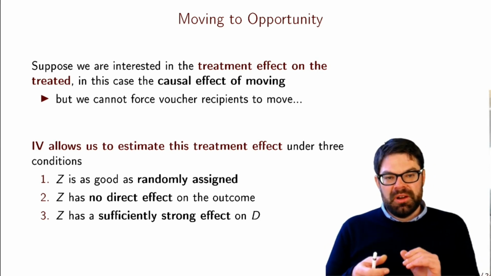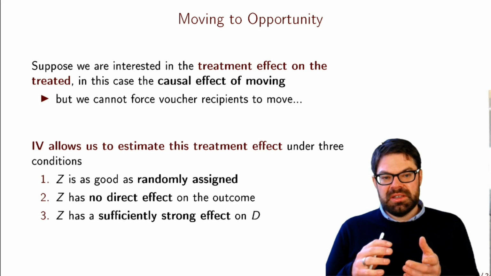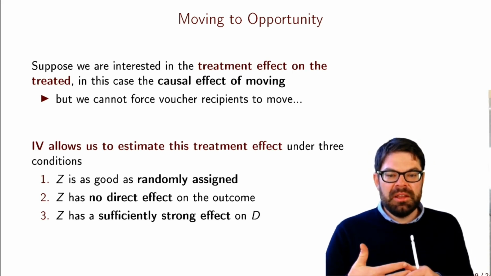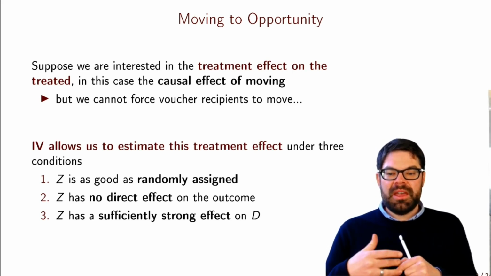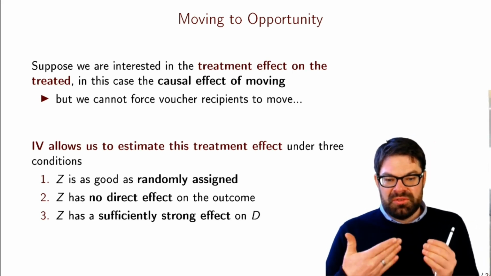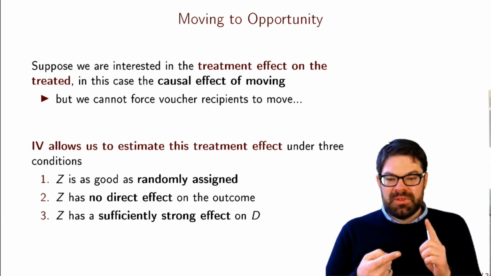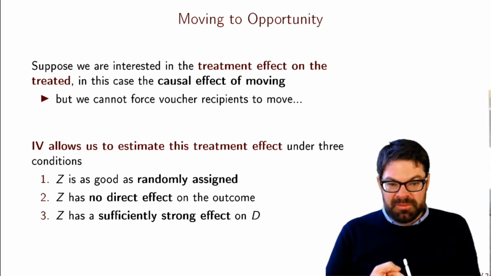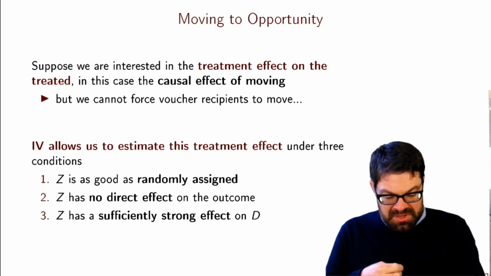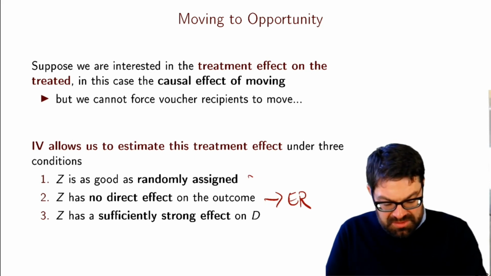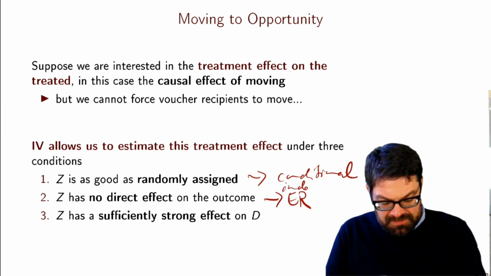But suppose we are interested in the other question, which is what is the causal effect of moving? And that's what we can actually get from the IV estimator under those conditions that we have learned before. So we have Z, the instrument is as good as randomly assigned, and it has no direct effect on the outcome. So that second one is called the exclusion restriction, and this is sometimes called conditional independence.